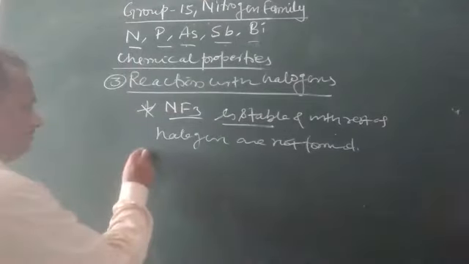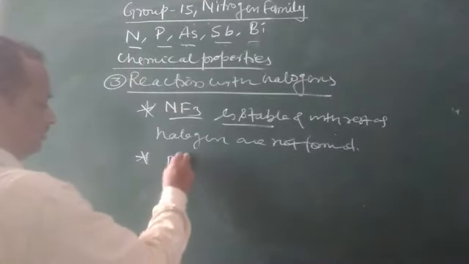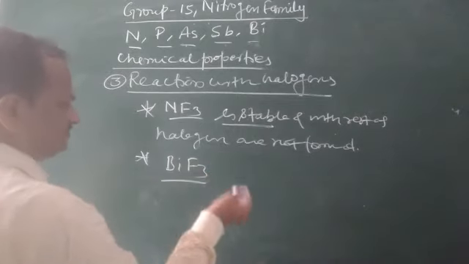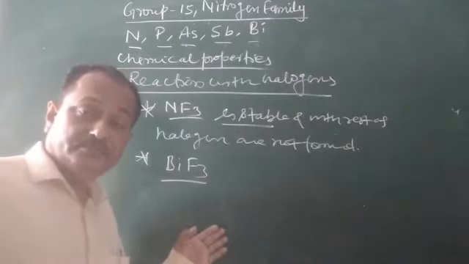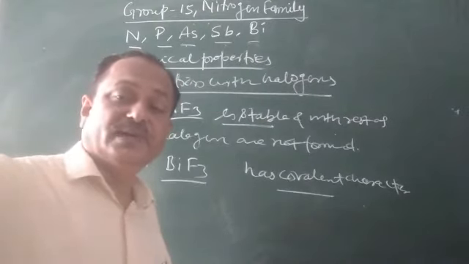Now the bismuth trihalide, bismuth being metallic in nature, can form. It is stable, but has covalent character. Of course bismuth is metallic, but covalent character dominates. Fluorides, in most of the cases, are water insoluble, so when there is water insolubility, it has covalency and exhibits covalent character.